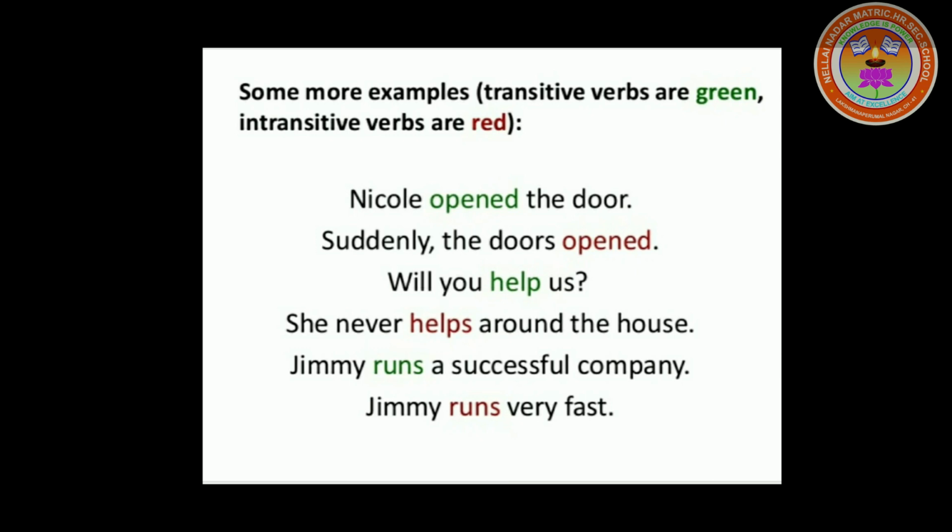Be careful. Jimmy runs a successful company. Jimmy runs very fast. So it is intransitive. Nicole opened the door. It is transitive. Suddenly the door opened. It is intransitive. Will you help us? Transitive. She never helps around the house. Intransitive. Jimmy runs a successful company. Transitive. Jimmy runs very fast. Intransitive.